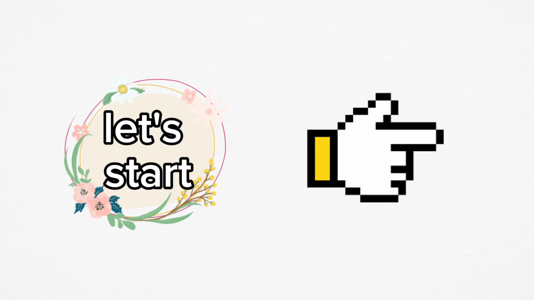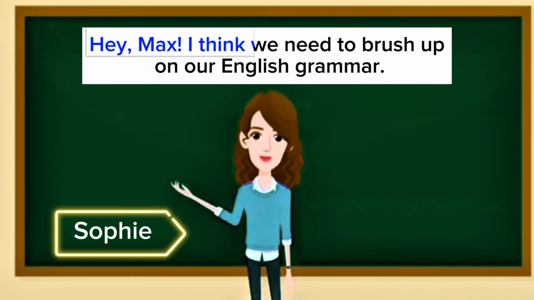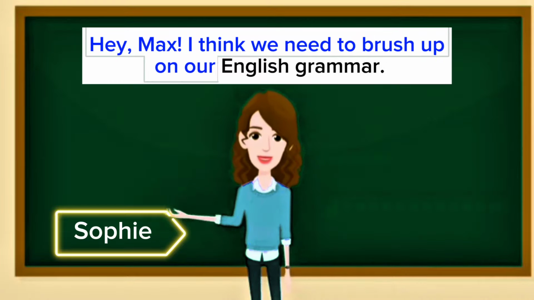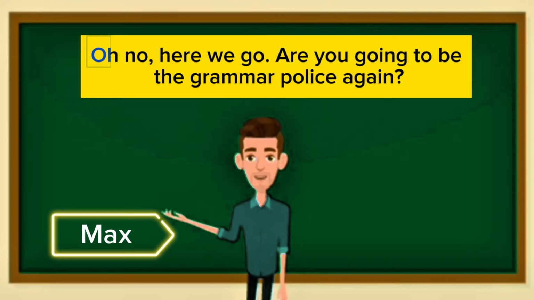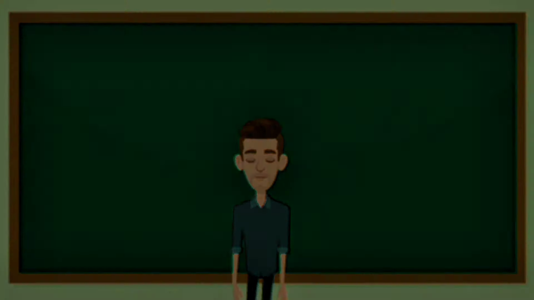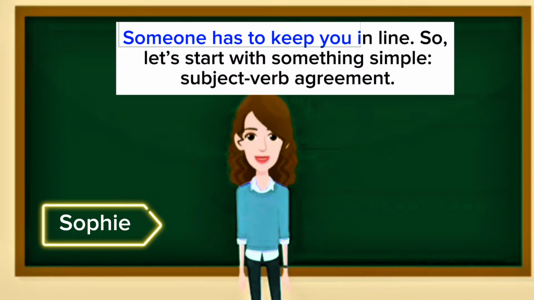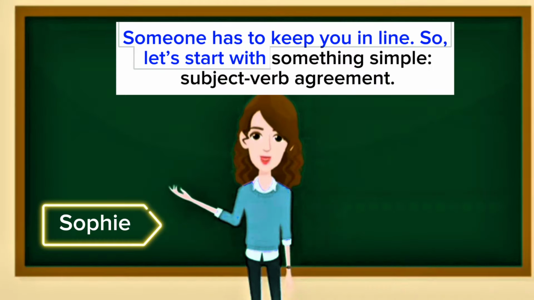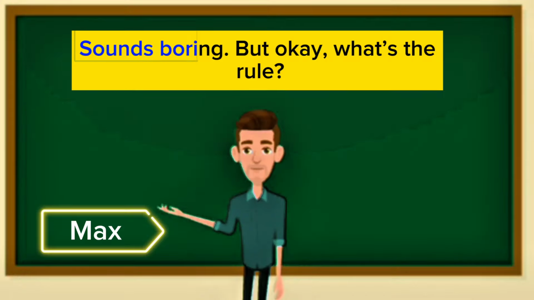Let's start. Hey, Max, I think we need to brush up on our English grammar. Oh no, here we go. Are you going to be the grammar police again? Someone has to keep you in line, so let's start with something simple. Subject-verb agreement. Sounds boring, but okay.